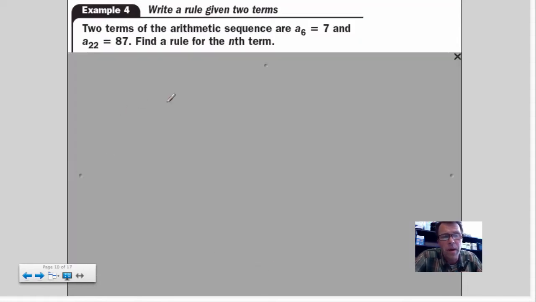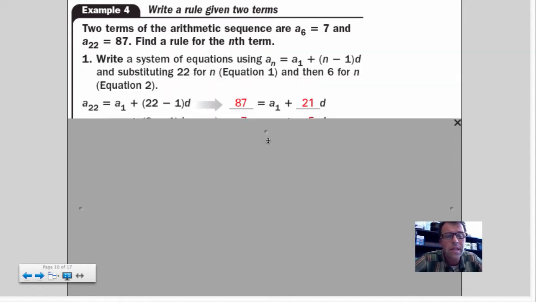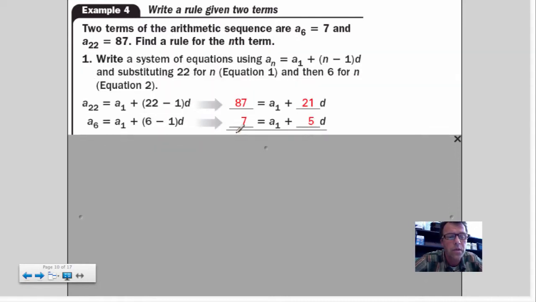This is probably the hardest problem of this section. So it becomes a system of equations. I'm given 2 different terms and I'm asked to figure out the rule. I don't know the difference and I don't know the first term. So when I set these 2 equations up, right, you'll see right here, this is the setup. The 22nd term, I put 22 in for n, and the actual value of the 22nd term is 87. The 6th term, the actual value is 7.